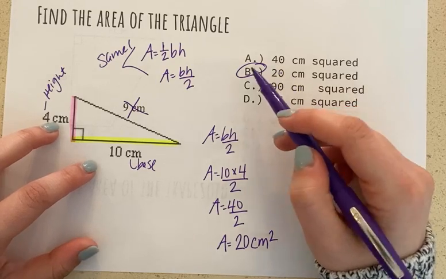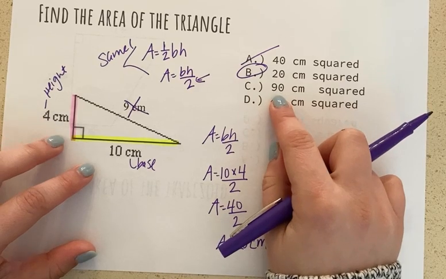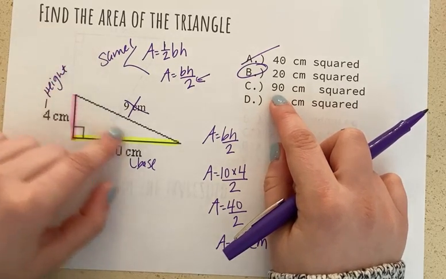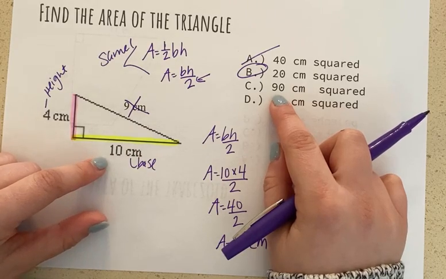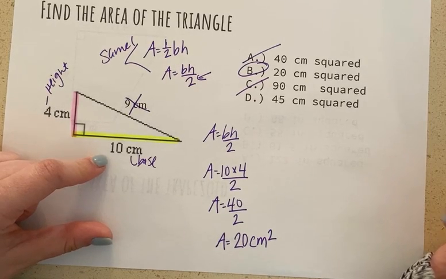So that's super important. Make sure you're dividing by 2 every single time. If you got answer choice C, you multiplied 9, this long side, and the base. So 9 times 10 is 90. So that's not correct. We know that's not how you find the area of a triangle.